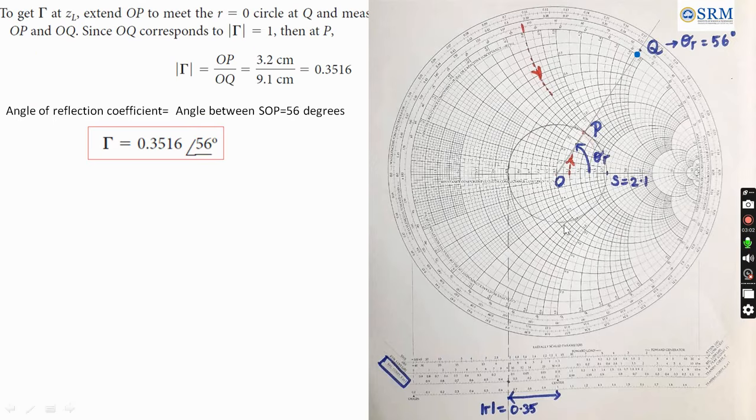Now let us find the reflection coefficient. To do that, we extend this line OP to OQ, where Q is the point where it touches the innermost circle, right? If we take the ratio of OP by OQ using a scale in centimeter, we get its magnitude. To find the angle, we already know the angle of the reflection coefficient is given in the protractor scale. Here it starts 0, 10, 20, 30, and goes on like this. Our value is present between 50 and 60, exactly at 56 degrees. So we are able to find the angle SOP, this angle only.